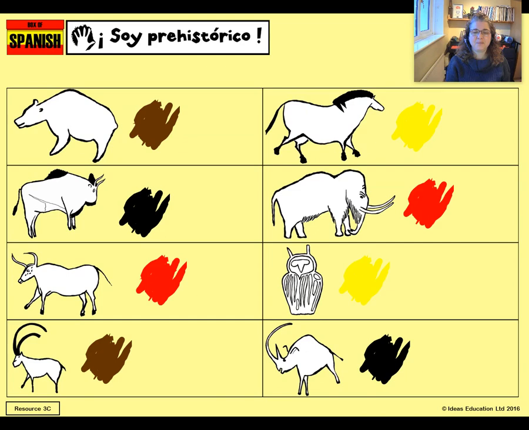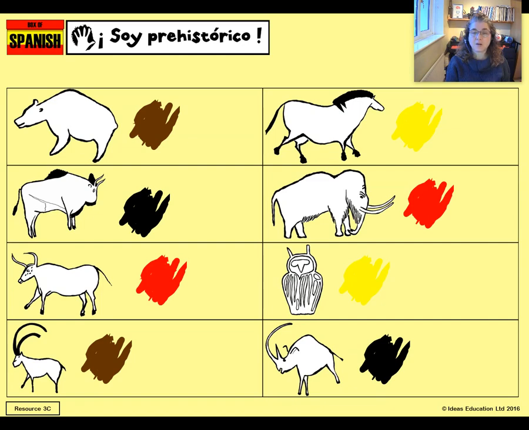Let's have a look at the other column. First of all, we've got a horse. The horse is yellow. So how do we say a horse of the color yellow? Un caballo de color amarillo. Next is the mammoth. The mammoth is red. So how would we say a mammoth of the color red? Can you work it out? A mammoth of the color red. Un mamut de color rojo.